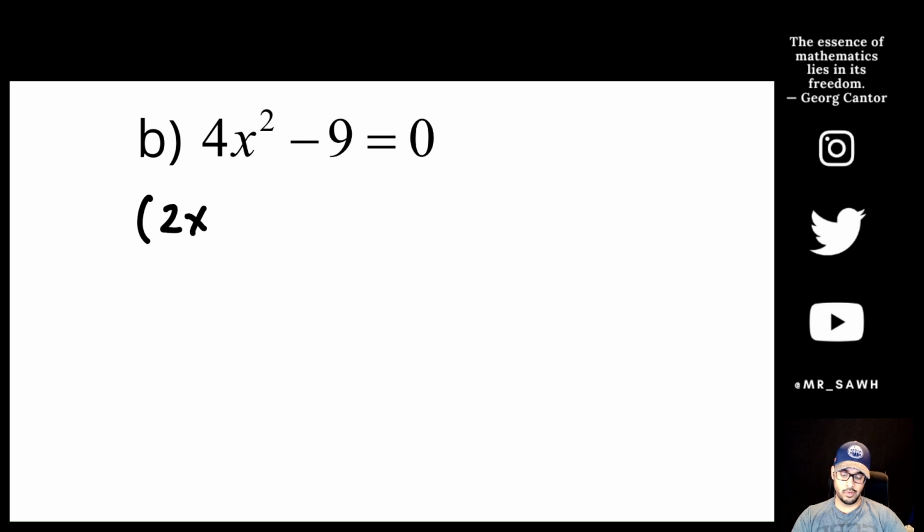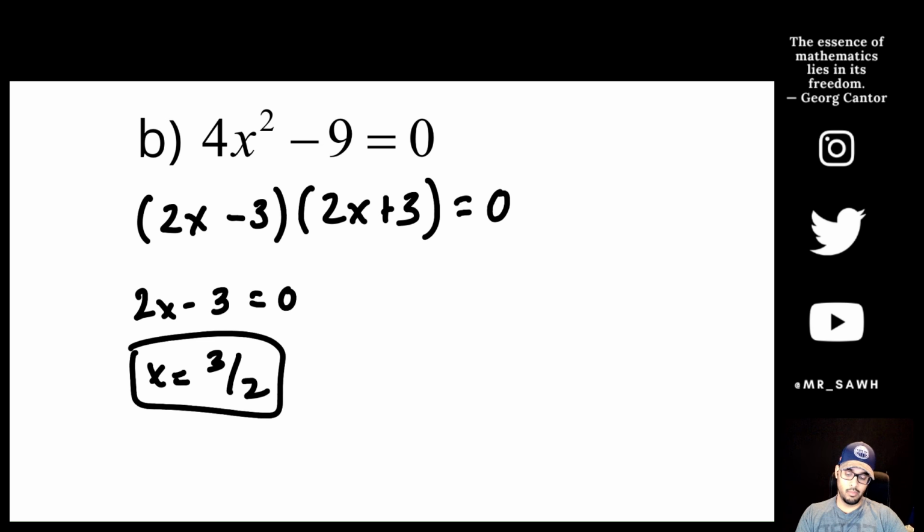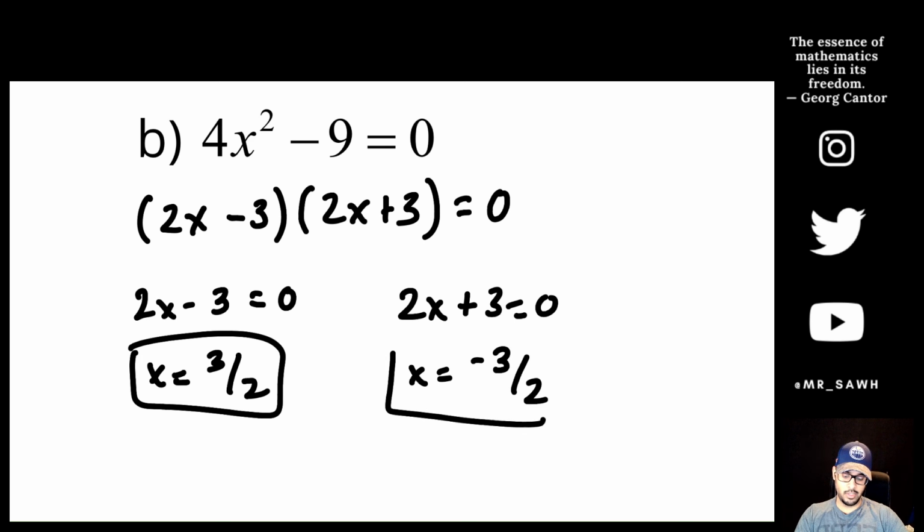So the square root of the first term is 2x, the square root of 9 is 3, and there are different signs in between. Now it doesn't matter if the plus sign goes first or the minus, it makes no difference. But again, take each factor, set it equal to 0 to solve for x. So one of them is 3 over 2, but the other one, if I take that factor and make it 0, it actually ends up being negative 3 over 2 when you isolate for x.